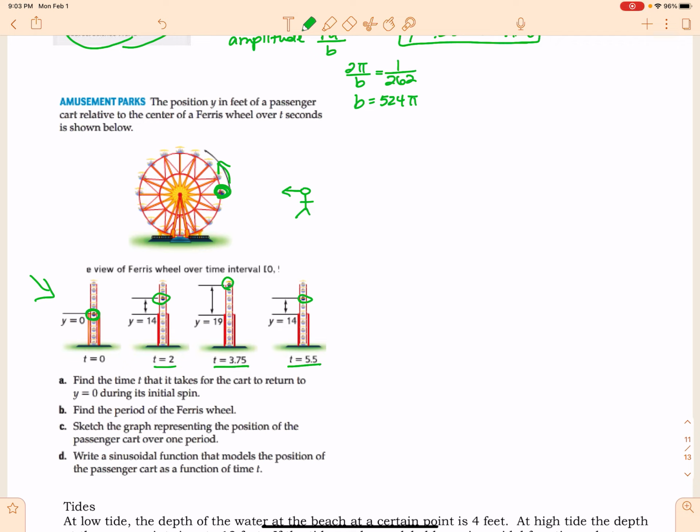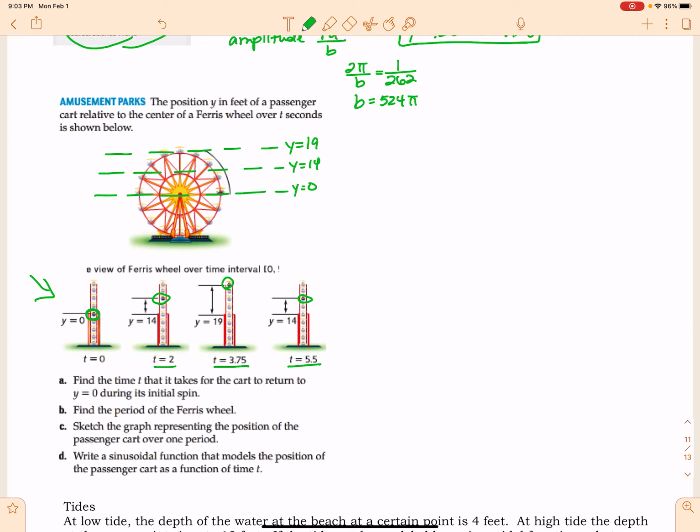All right, so let's analyze what's going on here. I know this can get a little weird. Okay, but I want you to think about this. Half of all the way around the circle. So right here, y is equal to 0, but as it moves up, y is equal to 14, and then at the top, y is equal to 19, okay, that distance there.